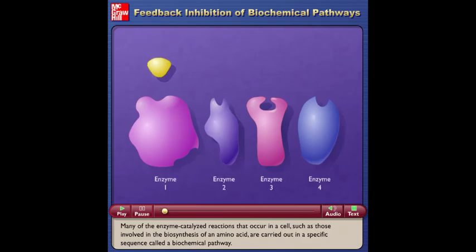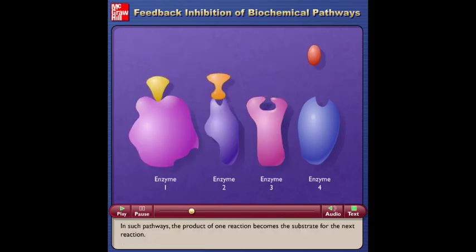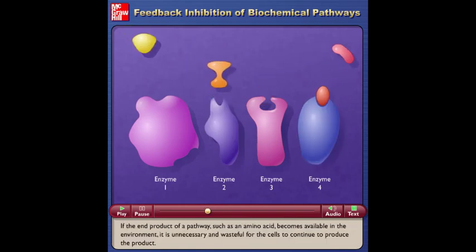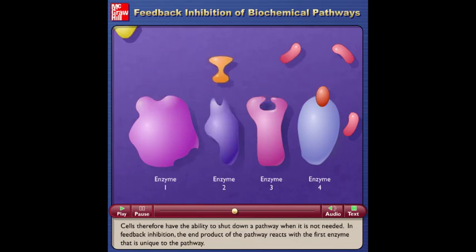Many of the enzyme-catalyzed reactions that occur in a cell, such as those involved in the biosynthesis of an amino acid, are carried out in a specific sequence called a biochemical pathway. In such pathways, the product of one reaction becomes the substrate for the next reaction. If the end product of a pathway, such as an amino acid, becomes available in the environment, it is unnecessary and wasteful for the cells to continue to produce the product. Cells therefore have the ability to shut down a pathway when it is not needed.